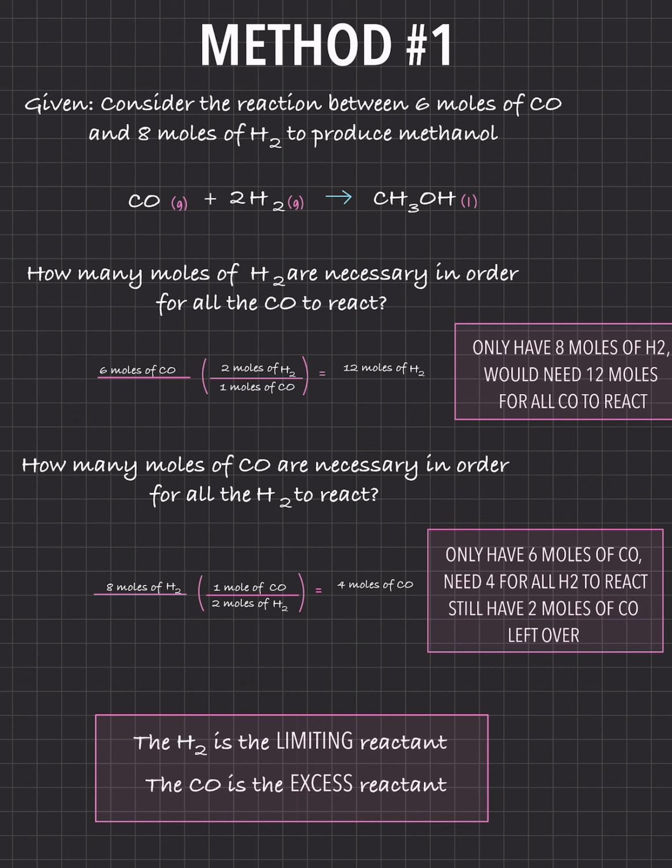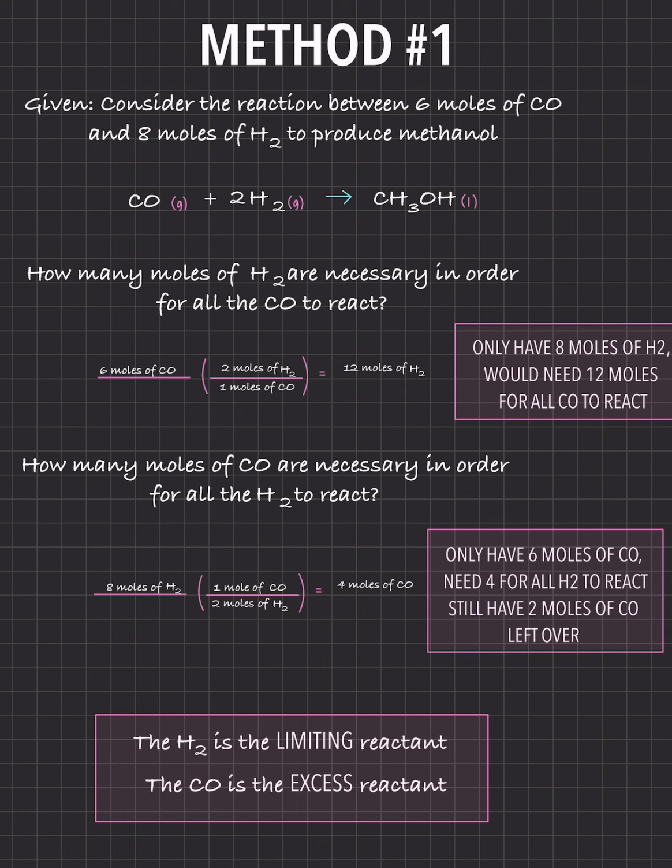If I said that too fast, I'm going to say it one more time. In the first one, it says how many moles of H2 are necessary in order for all the CO to react. You're using all your CO. So you have 6 moles of CO, like it says in the problem, and you would need 12 moles of H2. But if you go back to the original question, it says you only have 8 moles of H2, but you would need 12 to react all your CO. So that means your H2 is going to finish first because you only have 8 and you would need 12.